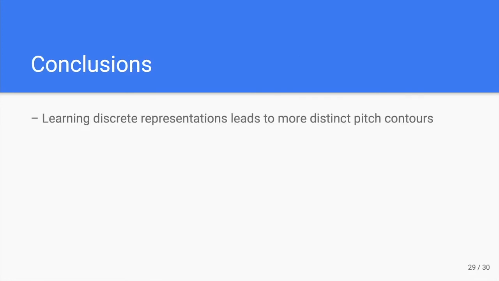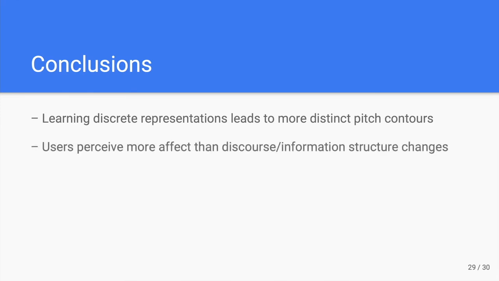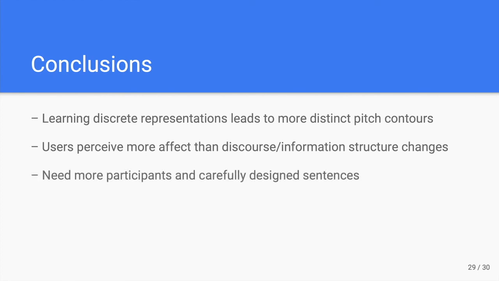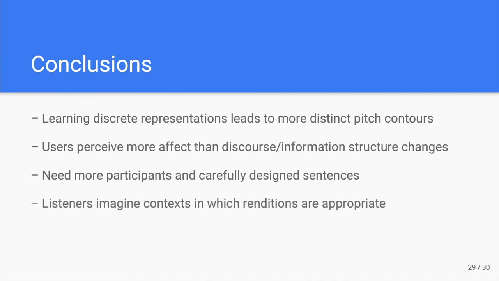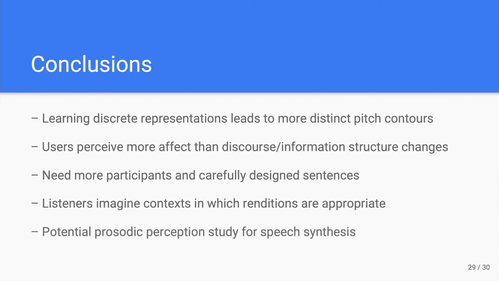To sum up, our discrete phrase-based approach was able to learn more distinct pitch contours, and users perceived mostly affect-related changes in prosody, as well as discourse structure and information structure changes of prosody. We would need more participants to make comments on consistency, and we would want to redesign sentences according to their information content. Interestingly, when hearing renditions, listeners would imagine and describe context which they thought would make these renditions appropriate, and this led us to suggest a new perception study for speech synthesis.